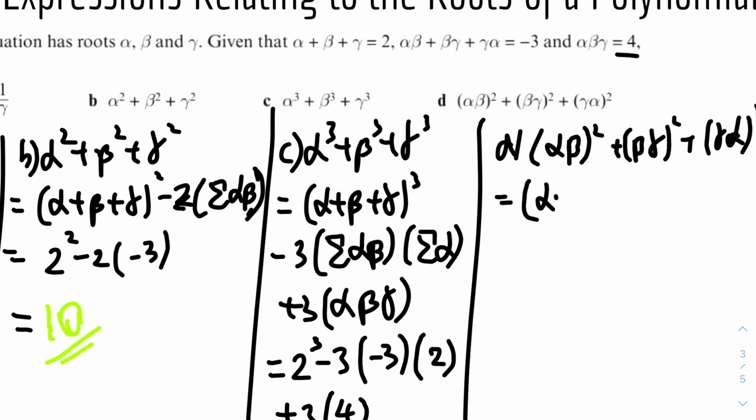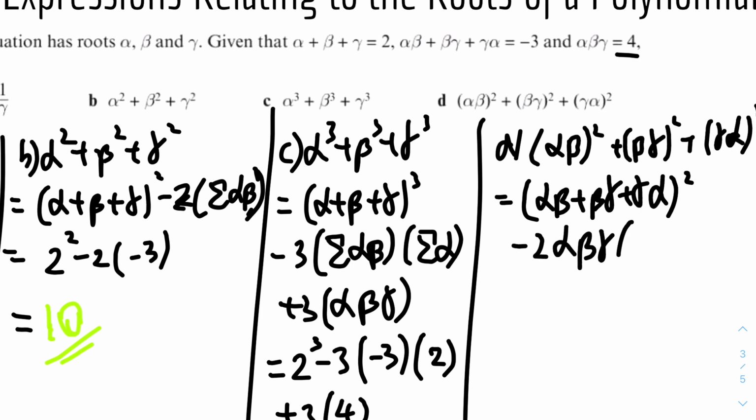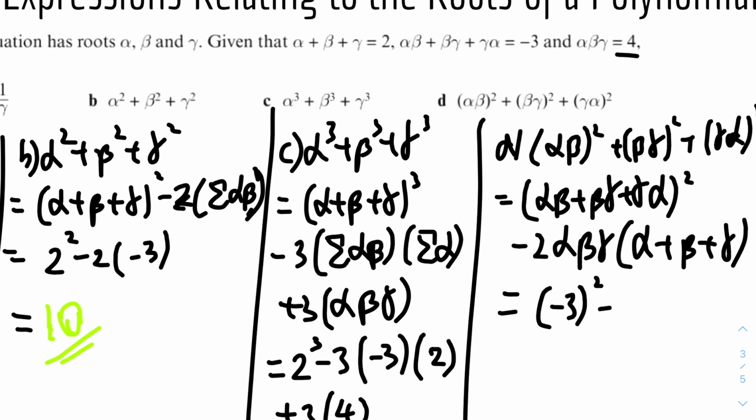So what I mean is that alpha beta squared plus beta gamma squared plus gamma alpha squared will be equal to alpha beta plus beta gamma plus gamma alpha, all squared, minus 2 times alpha beta gamma times alpha plus beta plus gamma, which is equal to minus 3 squared, 9, minus 2 times alpha beta gamma, 4, times the sum of roots, which is 2. So this basically means it's 9 minus 2 times 4 is 8, and 8 times 2 is 16. So it will be 9 minus 16, which is equal to minus 7, like so.